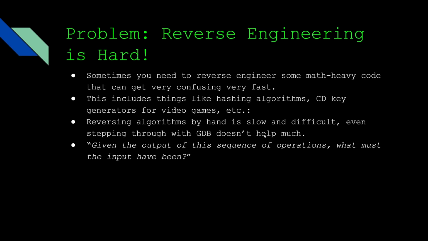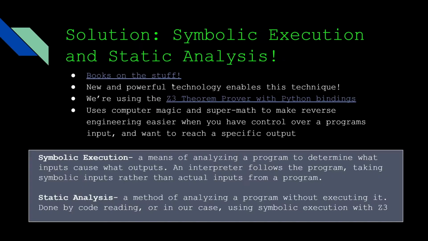So the question of the day that we are trying to answer and find good solutions to is: given the output of this sequence of operations, and by sequence of operations I mean code that does math or does any mutation on an input, what must the input have been? So given an output, and we have control of the input, what input gives us a certain output? That sounds really confusing when I try to say it out loud. I promise it is not that hard in practice.